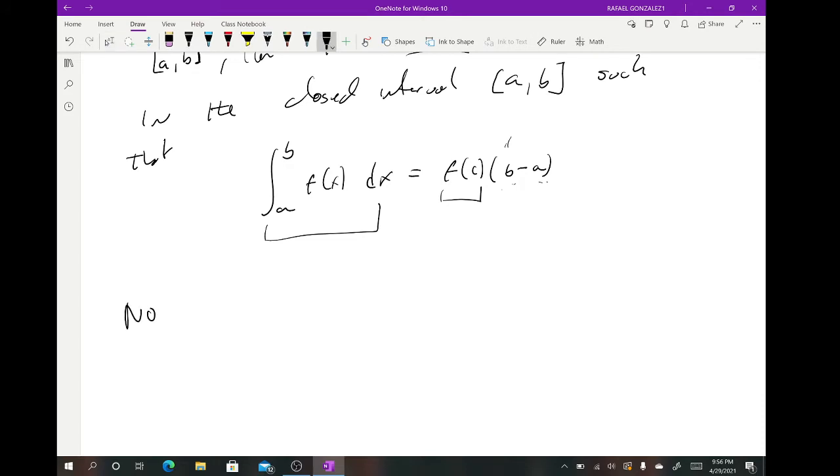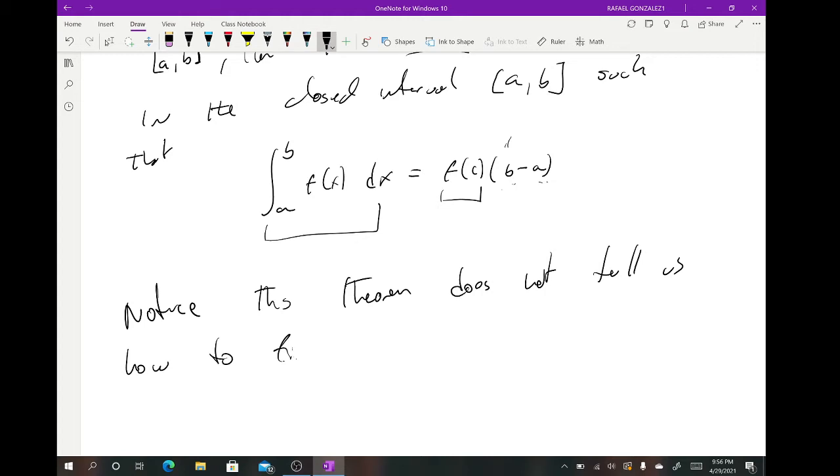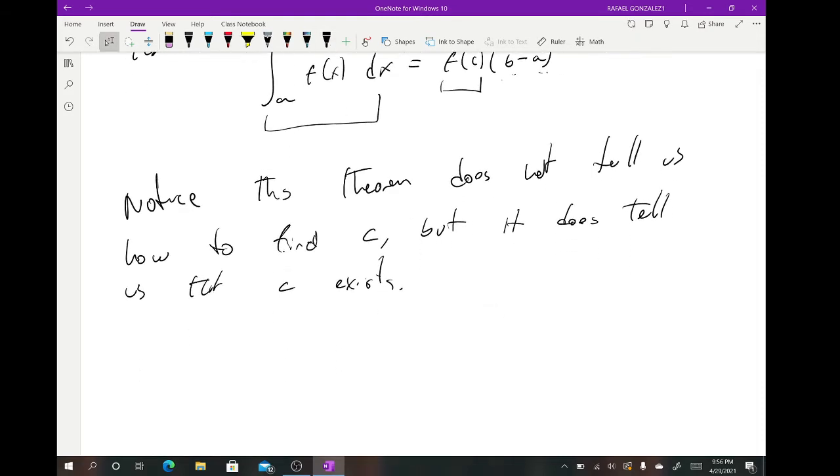So notice this theorem does not tell us how to find c, but it does tell us that it exists. That c exists. Okay, so we're guaranteed for this to happen.